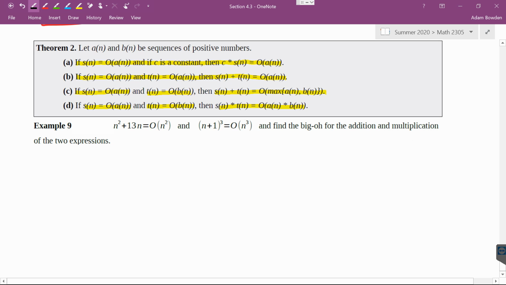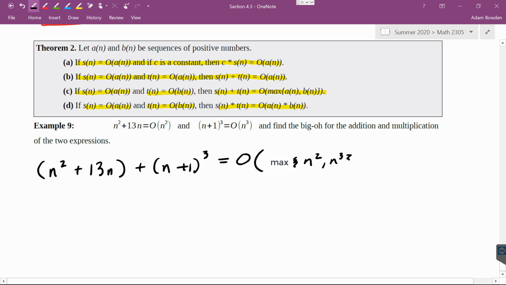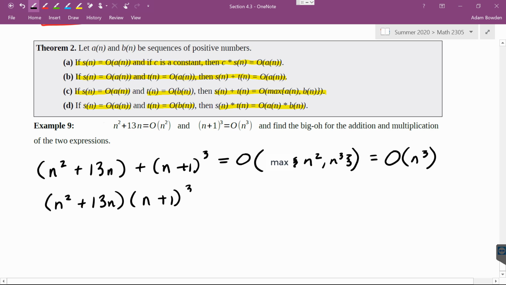So in the next two examples, I have the big O for each of these, and I'm going to find the big O for the addition and the multiplication. So if you have n squared plus 13n, and you add that with n plus 1 raised to the third, then that would be big O of the maximum of n squared and n cubed. Or in other words, the bigger of the two would be n cubed. So that would be big O of n cubed. For multiplication, n squared plus 13n times n plus 1 to the third is big O of n squared times n cubed, or big O of n to the fifth.